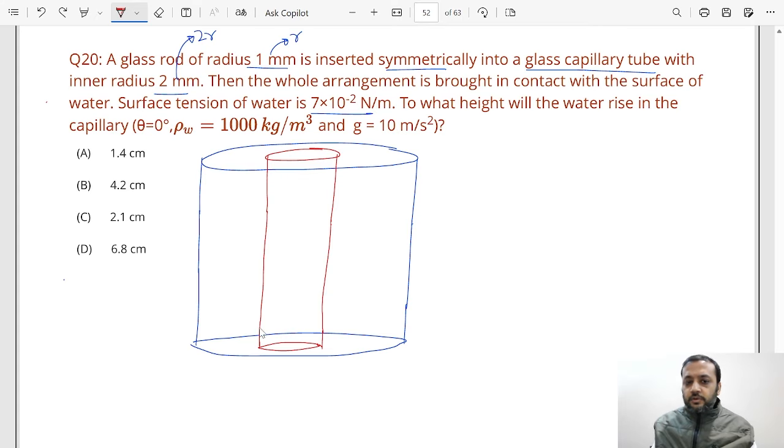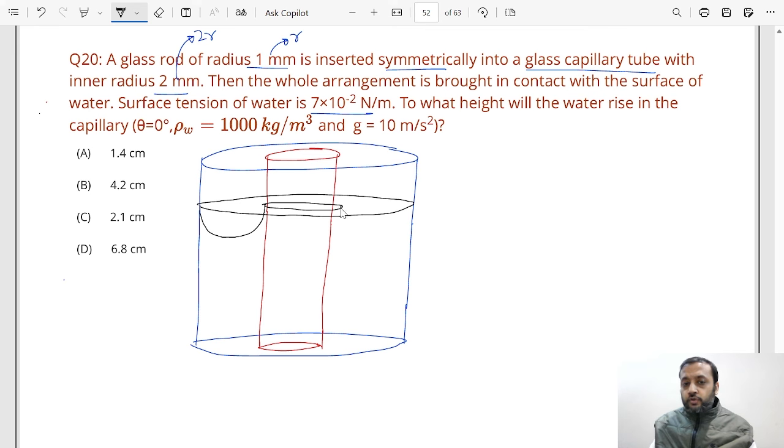Now when this whole thing is brought in contact with the water surface, water will rise. Now you have to imagine here in 3D how the water surface will look. Water surface will touch the outer capillary like this, and it will also touch the inner capillary like this, and between them the surface will be like this. Because here the angle of contact will be 0, and here also the angle of contact will be 0.